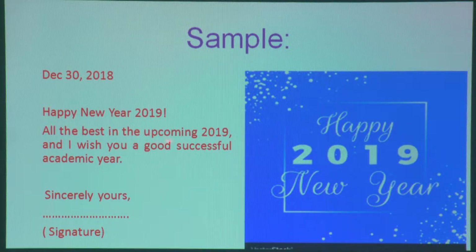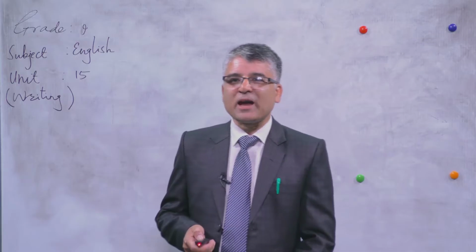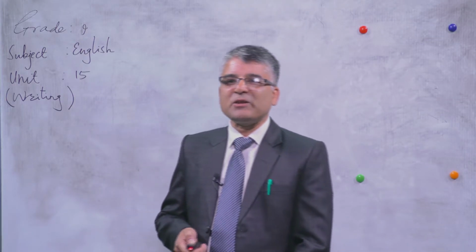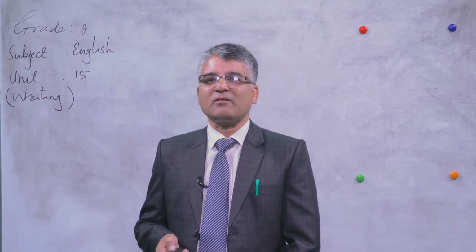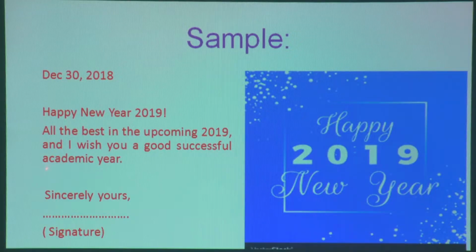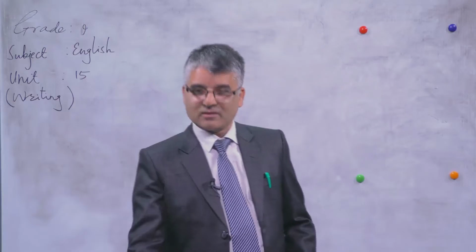All the best in the upcoming 2019, and I wish you a good, successful academic year. So who had written this message? Can you guess? It could be a friend, right? Because a friend has wished another friend a good, successful academic year. So the sender, one friend, has written here, sincerely yours, and then he or she will write here what? Signature. You are right.